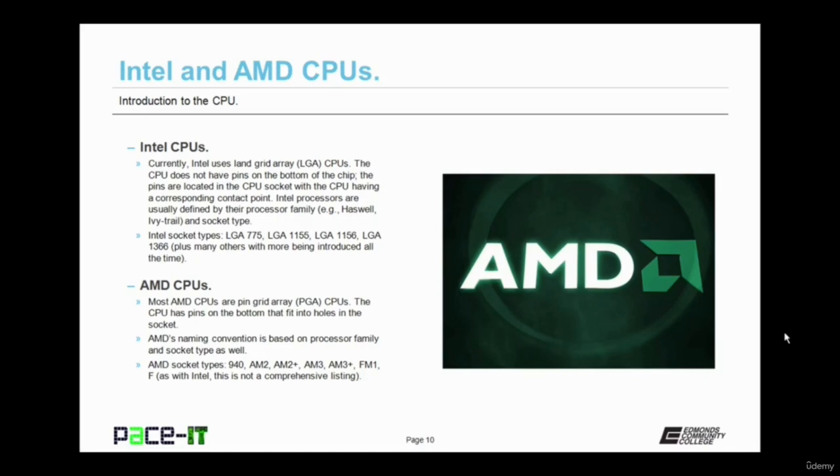Some AMD socket types that you'll see are the 940, the AM2, the AM2 Plus, the AM3, the AM3 Plus, the FM1, and the FM2. As with Intel, this is not a comprehensive listing, plus there are more being created all the time.